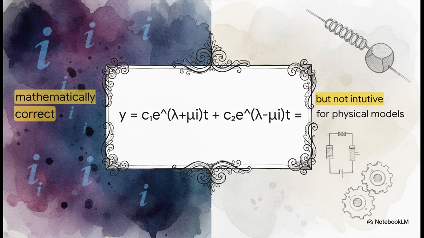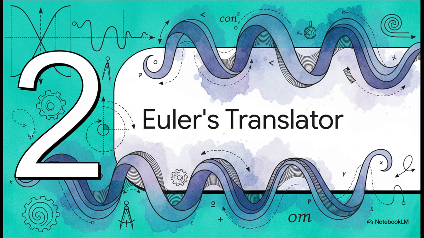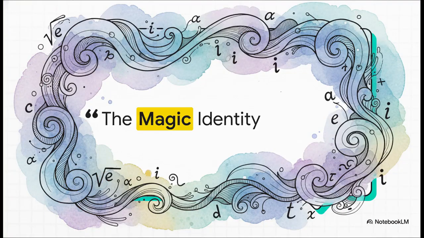But for describing real-world things like a vibrating spring or an electrical circuit, it's kind of useless. How do you measure an imaginary distance? We need a way to translate this back into something we can actually observe. And for that, we turn to a true hero of mathematics, the brilliant Leonhard Euler, who gave us one of the most beautiful formulas you will ever see. Our source material actually calls this the magic identity, and honestly, it's the perfect name. This is the key that unlocks the whole puzzle and makes our complex solution genuinely useful.